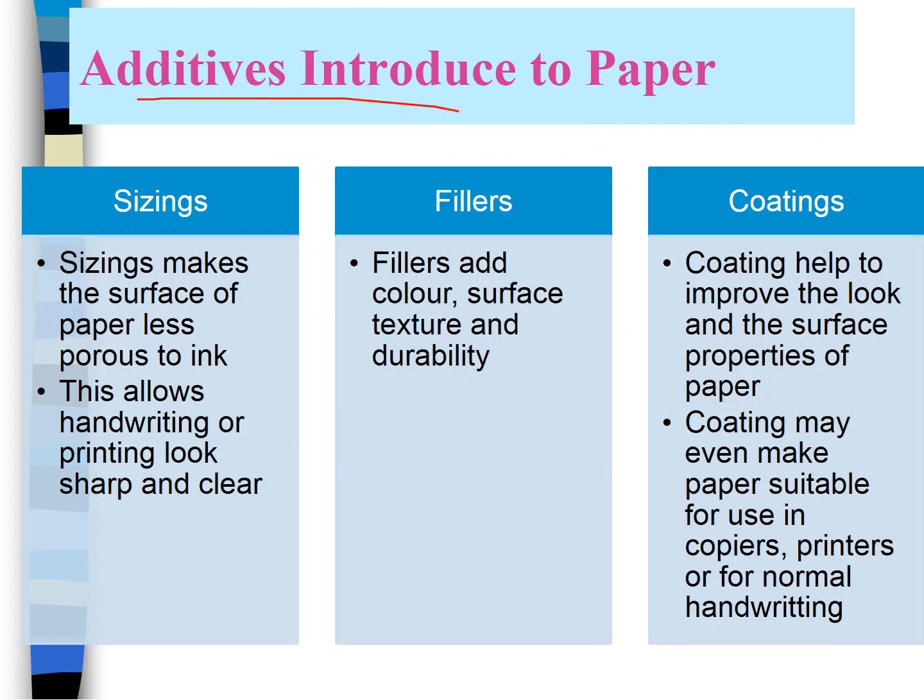So there are some additives introduced to the paper. Sizing will make the surface of the paper less porous to ink, and this allows handwriting or printing to look sharp and clear. And the filler will add color, surface texture, and durability to the paper. And coating will help improve the look and the surface properties of the paper. So coating can make the paper suitable for use in copiers, printers, and for normal handwriting.